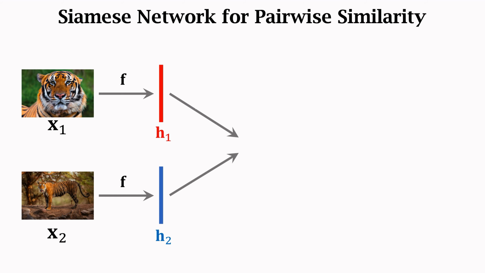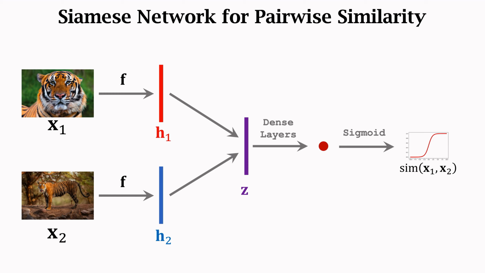The images are transformed by convolutional layers and dense layers. The output is the similarity score between 0 and 1. 1 means the two inputs are from the same class. 0 means the two inputs are different. The target is either 0 or 1. If the two inputs are from the same class, then the target is 1. Otherwise, the target is 0.